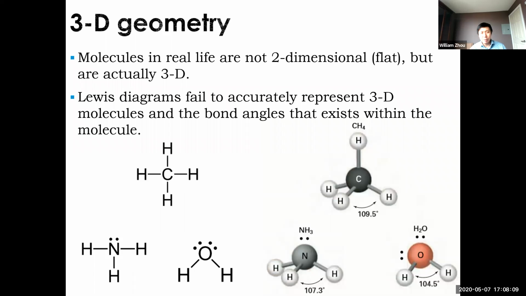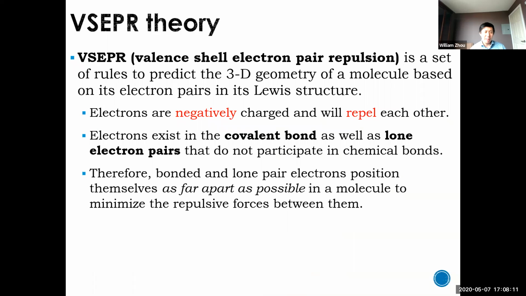So how do you draw VSEPR? And what is VSEPR? VSEPR stands for valence shell electron pair repulsion. By reading the name, that tells you what VSEPR does. You look at the electrons on the valence shell, and they repel each other, so based on this idea, you can predict the 3D geometry of a molecule in the Lewis structure.